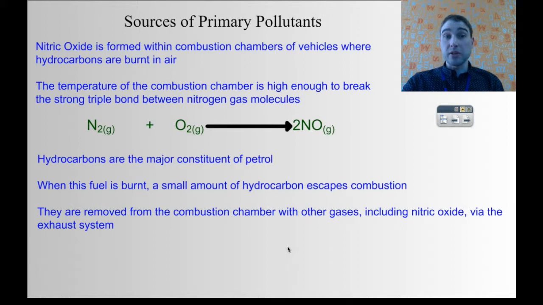So how do we make nitric oxide? Nitrogen and oxygen react in the internal combustion engines of cars or diesel vehicles, or in industrial furnaces. The triple bond between the nitrogen atoms breaks up and it reacts with the oxygen to produce the nitric oxide. Hydrocarbons are also a primary pollutant. They're the major constituent of petrol. When you burn the petrol, not all of it gets burnt, so some of the hydrocarbon comes out the tailpipe. They go out via the exhaust system with the nitric oxide and the other waste gases.